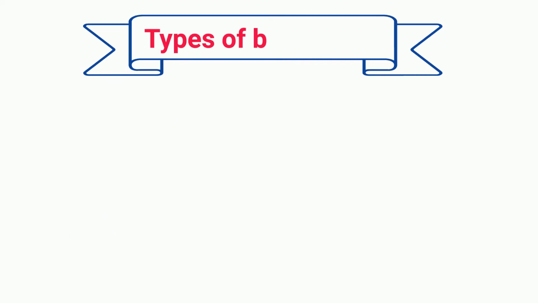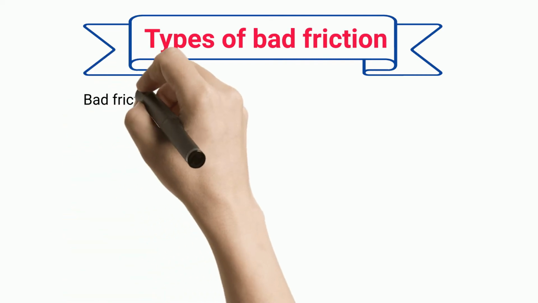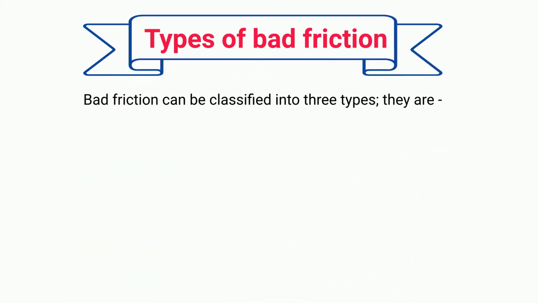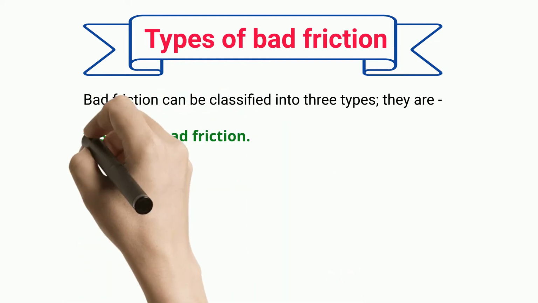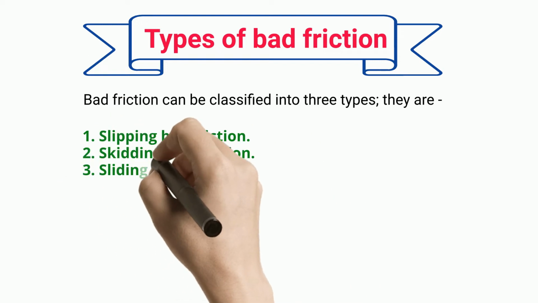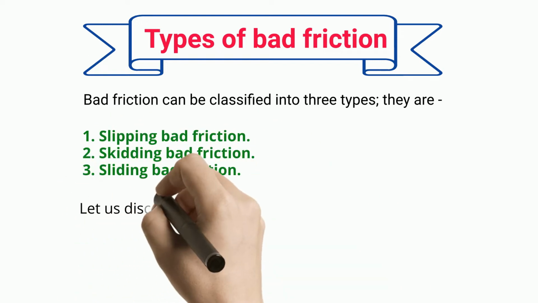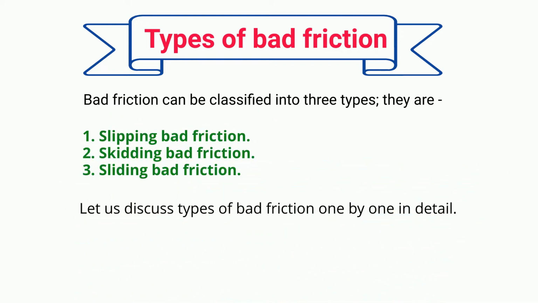Types of bad friction. Bad friction can be classified into three types. They are slipping bad friction, skidding bad friction, sliding bad friction. Let us discuss types of bad friction one by one in detail.